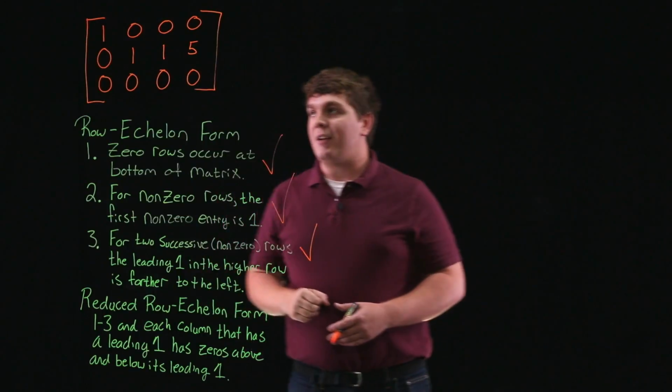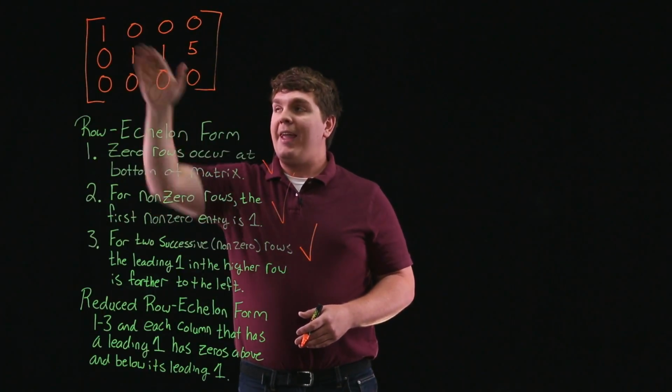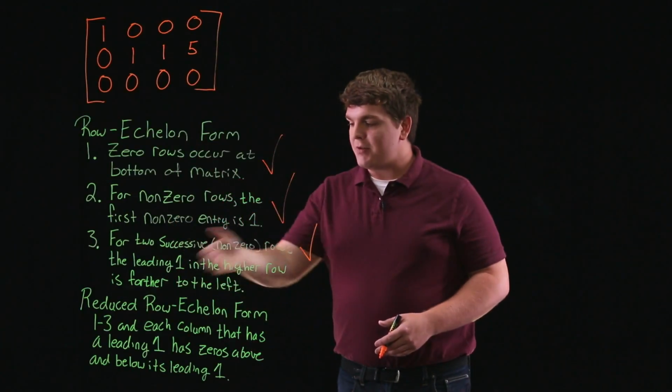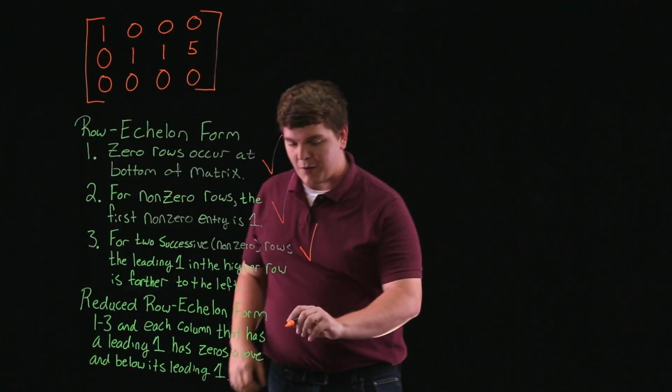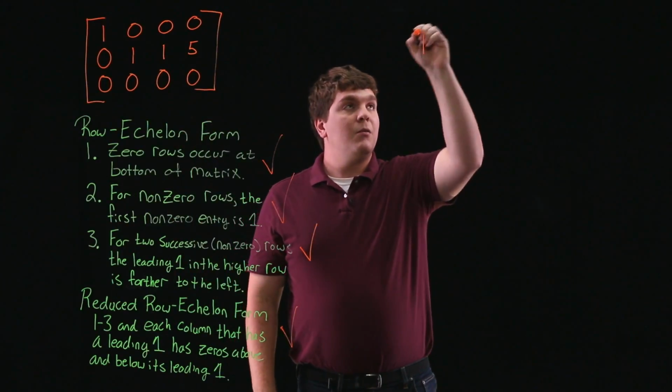And then looking at our second leading 1 in the second row, we see that we have zeros both below and above this leading 1. So what this tells us is that we do satisfy the condition for being in reduced row echelon form. So this matrix here is in reduced row echelon form.